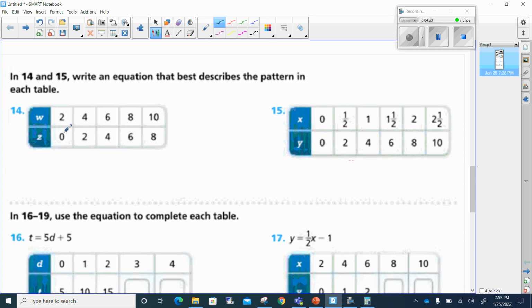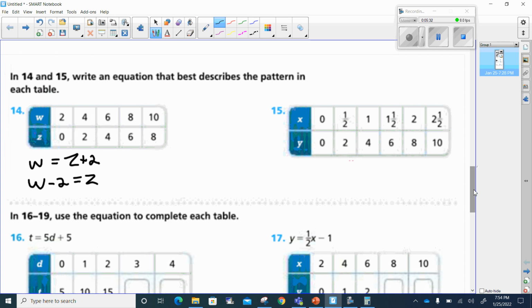I see that I have 2 and 0. Well, 0 is 2 less than 2. 4 and 2. 2 is 2 less than 4. Then I have 6 and 4, 8 and 6, and 10 and 8. I can see that W is always going to be 2 more than Z. So I can say that W will be equal to Z plus 2. I could also rewrite this to show that W minus 2 is going to be equal to Z.